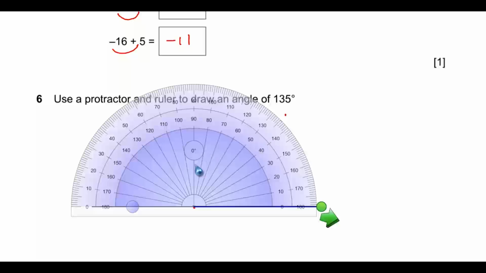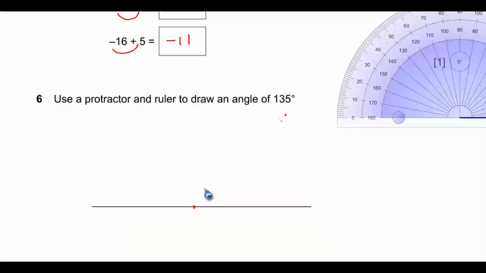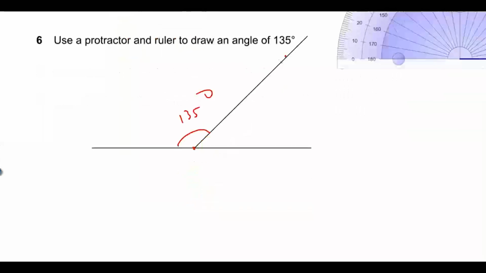Okay, so for me, I can join this line, but for you, you have to use your ruler to measure, to rule this, right? So I can use a straight line like this. So this is the required angle. Then I can draw an arc like this, and this will be 135 degrees. So let's go to the next question.